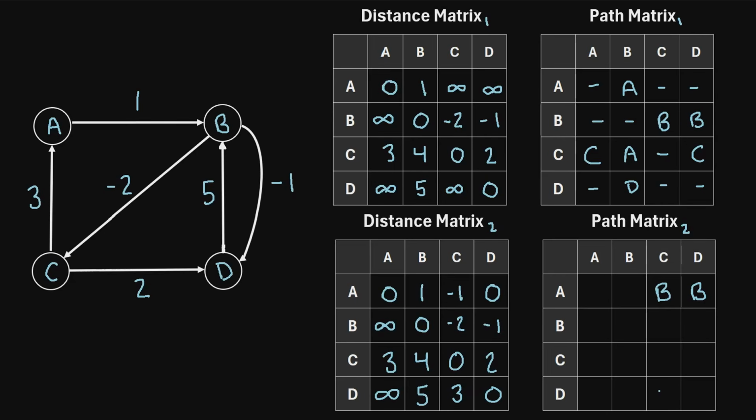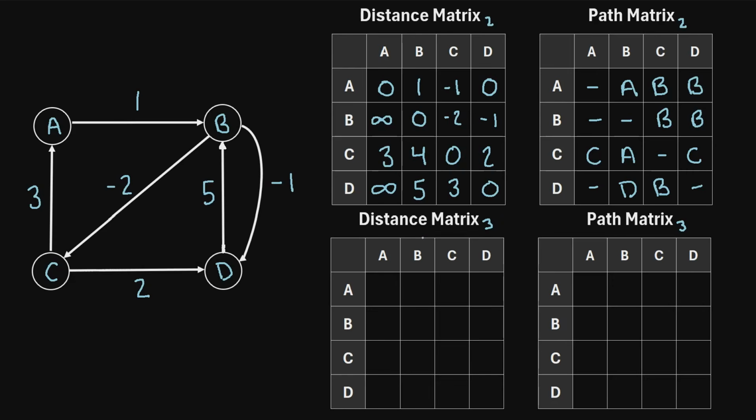So in our path matrix, we can put B as our most recent node that we went through to go from D to C. Now we can just go ahead and fill in all the other values in the path matrix using the previous values, since we didn't update any of those values. So this is our updated distance matrix and path matrix. So I'll go ahead and shift these ones up and make room for the next matrices.